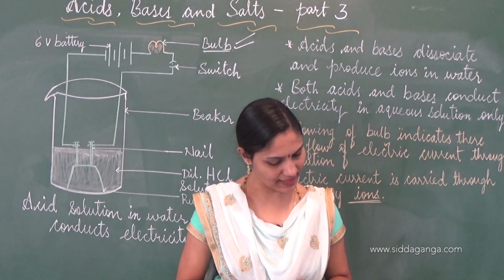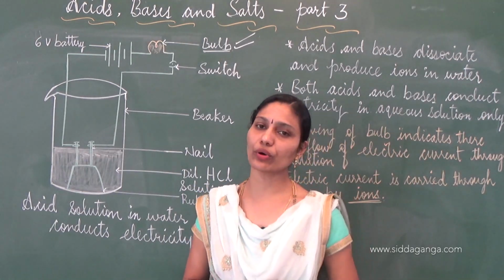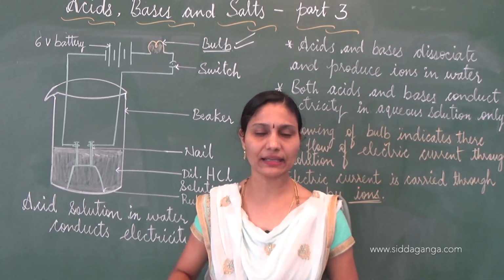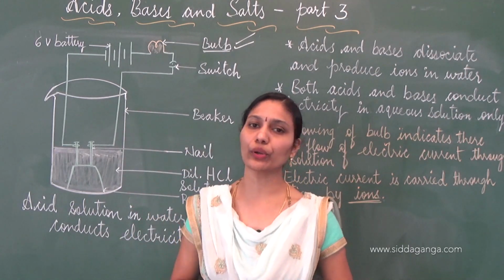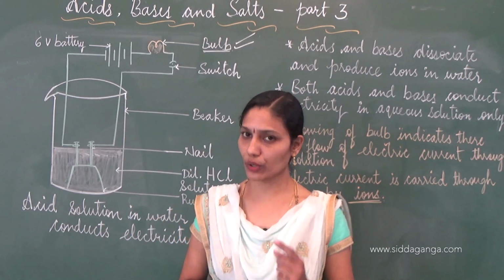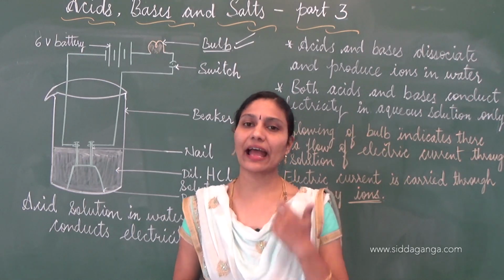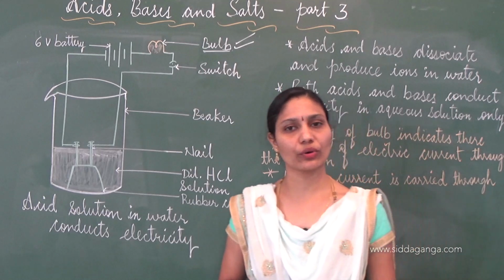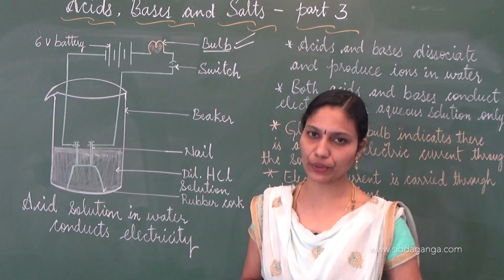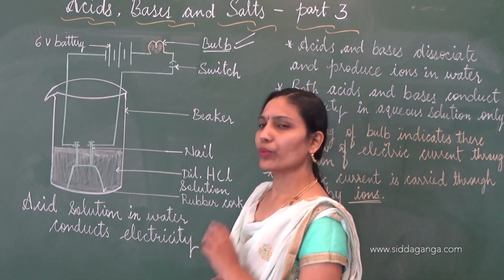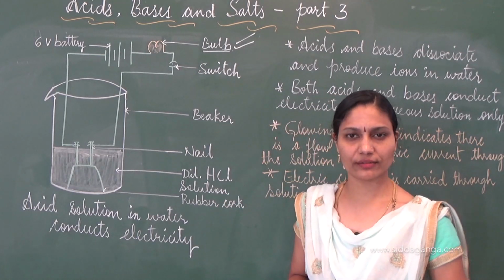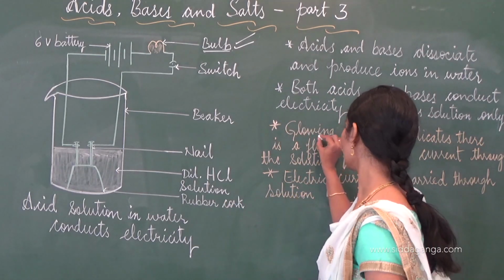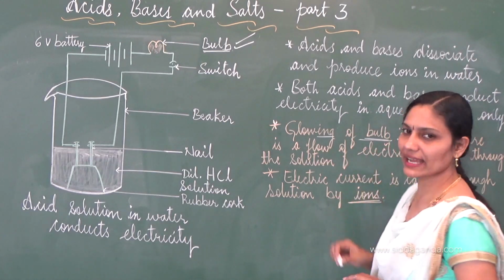And when we repeat the same with the glucose and alcohol solutions, we find that the bulb does not glow. The bulb glows with HCl and H2SO4, but with glucose and alcohol, the bulb does not glow. So, what do you understand by this, dear students? We understood that is the glowing of bulb in this activity.